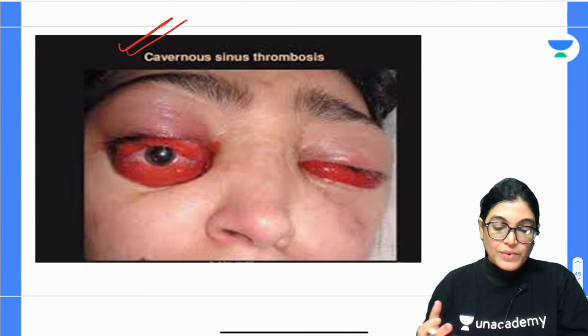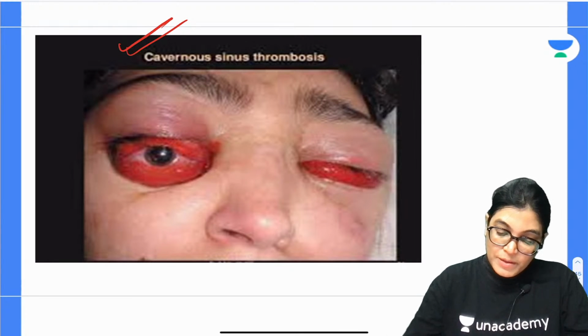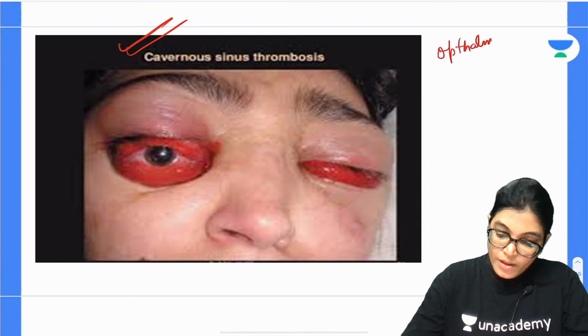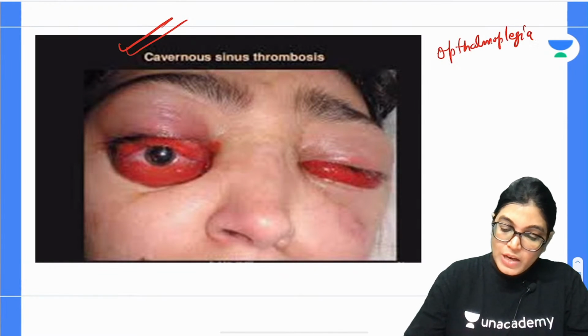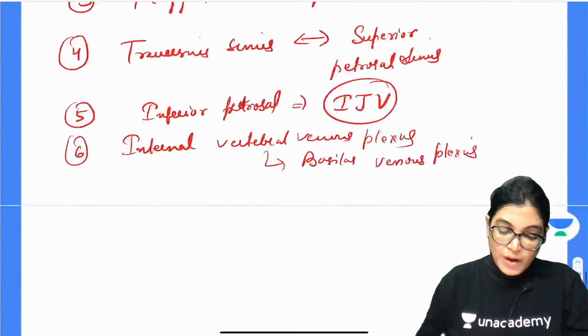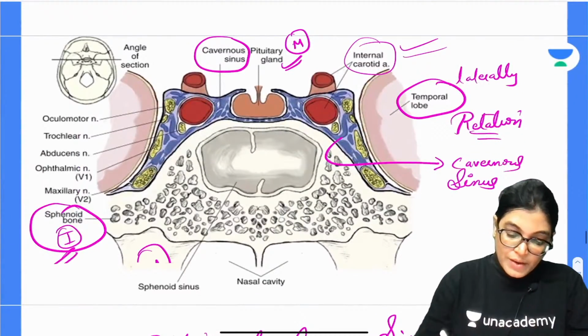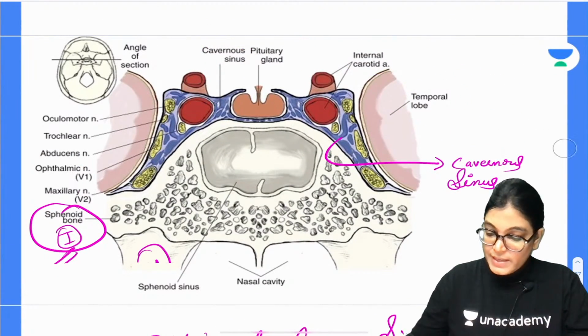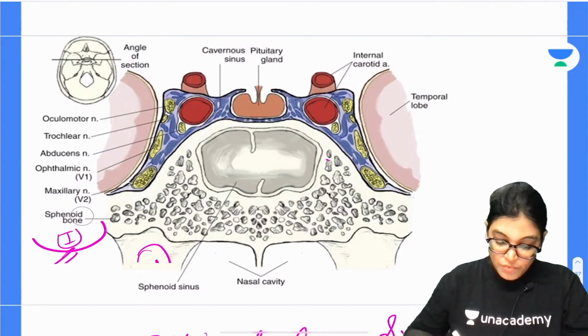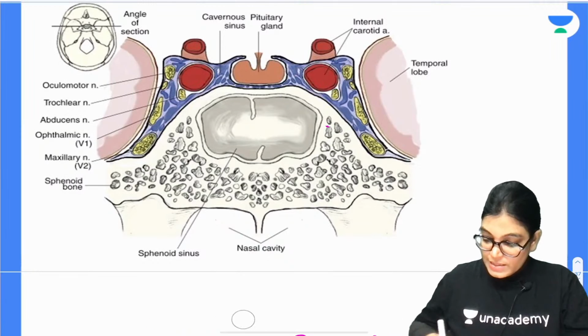So it's a very grave condition, and the patient will present with ophthalmoplegia. Why ophthalmoplegia? Because of involvement of the cranial nerves. So one of the important points, which I will again show you in this diagram of relations. Actually in case of the cavernous sinus, let me just remove all these. You can see the important relation of arteries and the nerves. So it is important that you understand this relation.